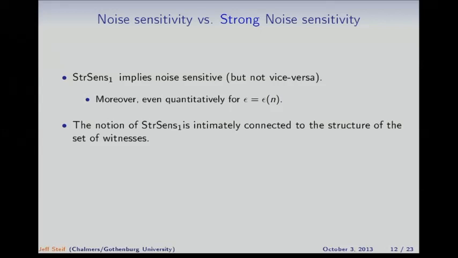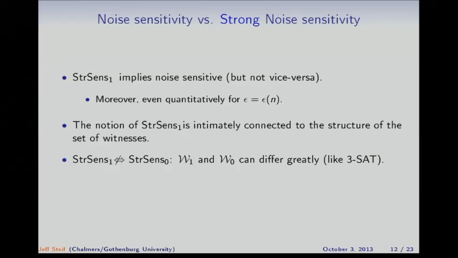And will you give us an example which is noise sensitive and not strong noise? You'll get one very soon. There's also an example which is strong one noise sensitive, but not strong zero. We'll see this in a moment. The point is that the one witnesses for your Boolean function can have a very different structure than the zero witnesses. Very vaguely, like in 3-SAT, to show you a 3-SAT formula is satisfiable, I just provide for you the variables. If something's not satisfiable, I can't provide you in the same way the information that it's not satisfiable. So one and zero can play a very asymmetric role, and that will happen here. And finally, I'm going to save that for the end.